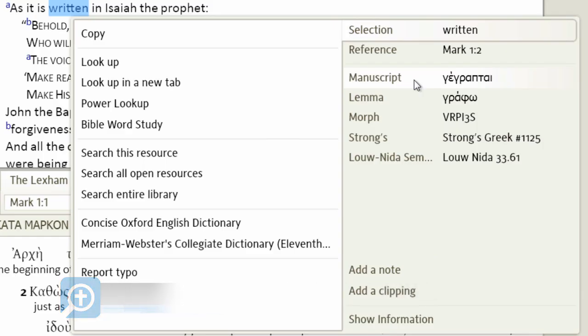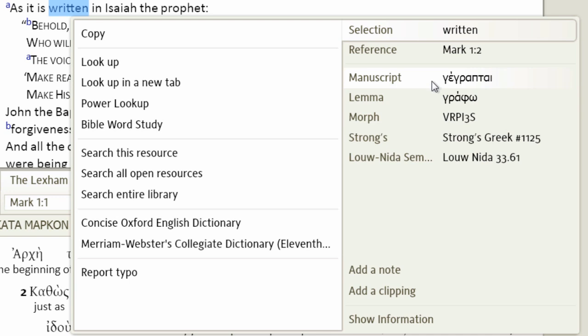Now here you can see the lines that were available to us in the reverse interlinear pane. Manuscript, lemma, morph, Strong's numbers, and Louw-Nida semantic domains. For now, I just want to show you the differences between searching by manuscript and searching by lemma. Remember, manuscript refers to searching for this exact form that's found in the Greek New Testament at that particular spot. Now, if you search by lemma, you'll be searching all forms of the word, not just the one here that occurs at this particular spot. Let me show you what I mean.